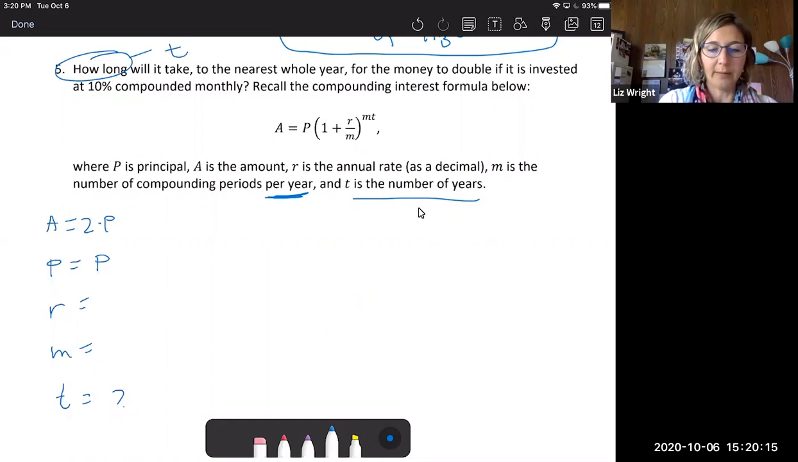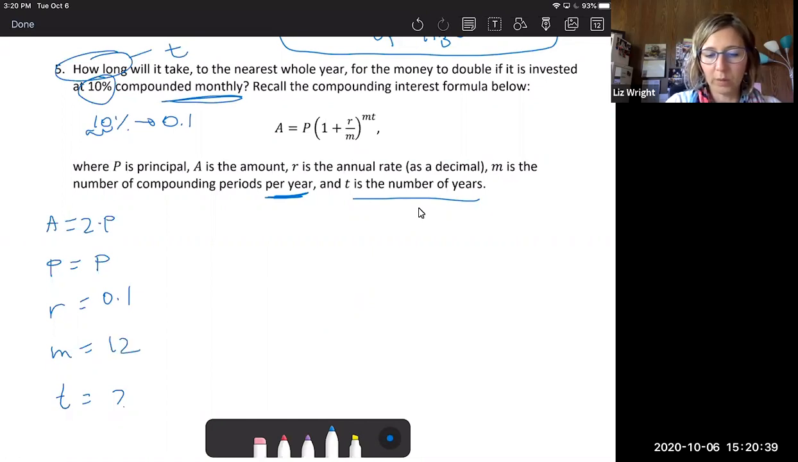So P and 2P. R is, what was the rate? We've got this 10%, which you need to convert into a decimal. So it's going to be 0.1, which is what I like to write in here. So 0.1, and then it's compounded monthly. So how many times is that per year? That's going to be 12. So now we're ready to plug this in.